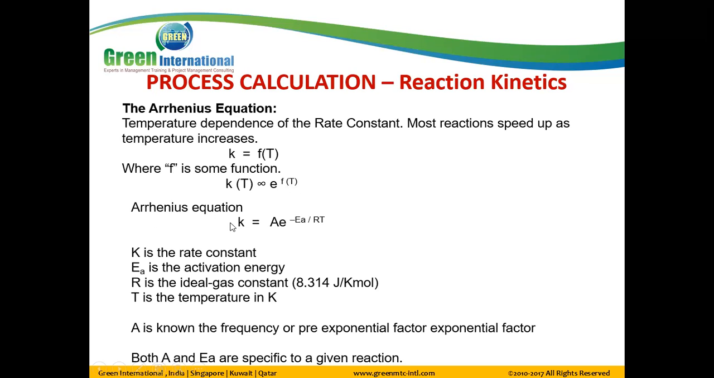The Arrhenius equation says K equals A e to the power of minus Ea divided by RT. Ea is your activation energy, and R is your ideal gas constant, 8.314 joule per kmol K, T is temperature in Kelvin, and A is the exponential factor. Both A and the activation energy are specific to a given reaction. Remember this Arrhenius equation; from it, the rate constant can be calculated: A e to the power of minus Ea by RT.